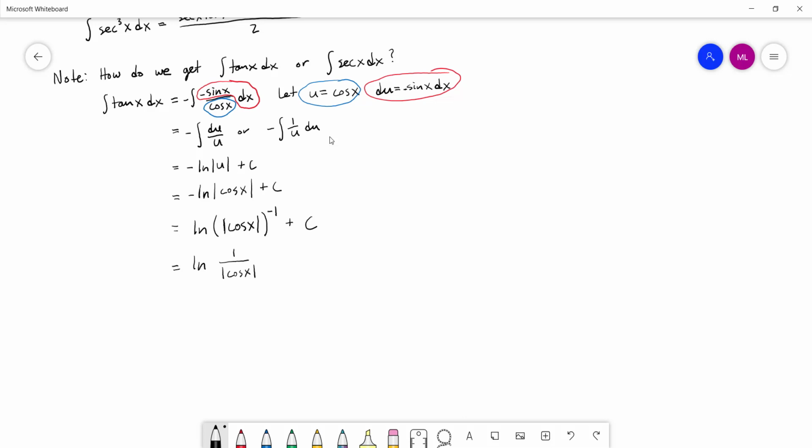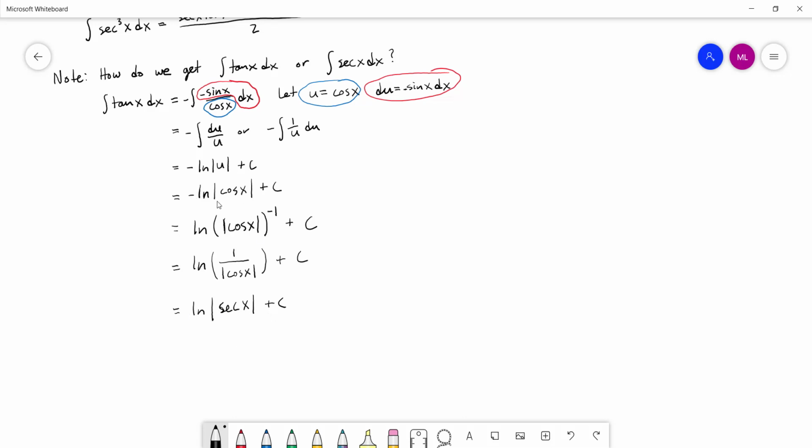But what is 1 over the absolute value of cosine? So what's 1 over cosine? That is secant. And the absolute value carries through because if this always has to be positive, then so does this. So we need those absolute values to carry through. And that's where we get the integral of tangent, now written efficiently and without a sign flip. So this one does not involve the sign flip.